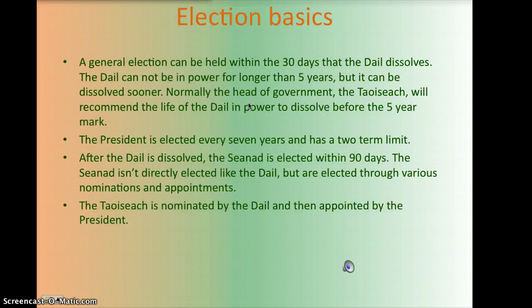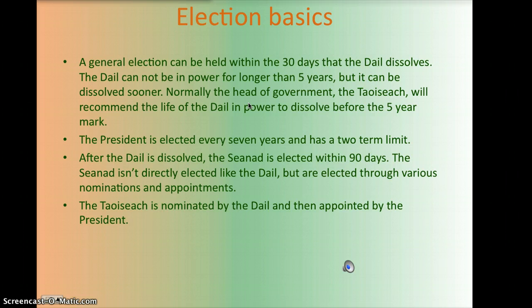Election basics. A general election can be held within the 30 days that the lower house dissolves. The lower house cannot be in power for longer than 5 years, but normally the head of government recommends that it's dissolved sooner than the 5-year term. The president is elected every 7 years and has a 2-term limit.